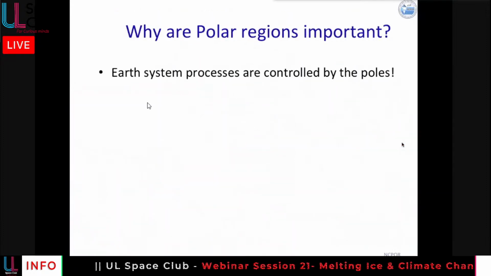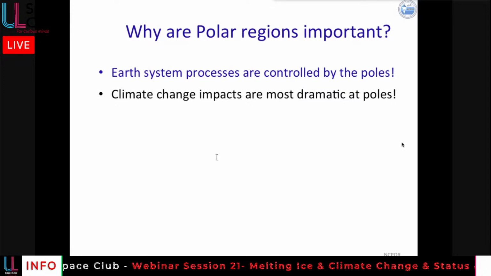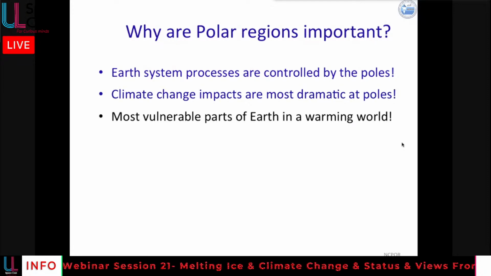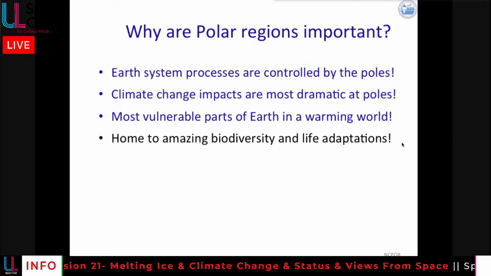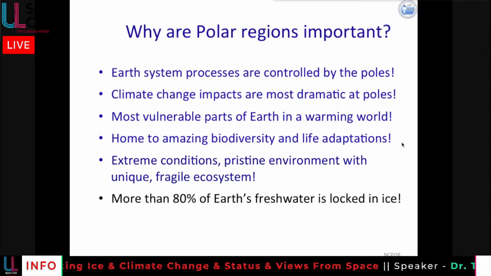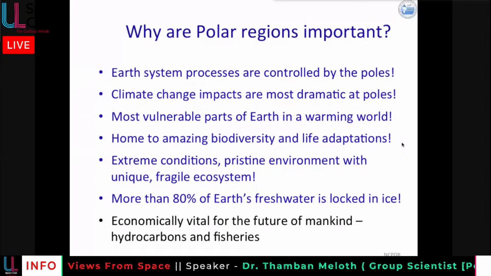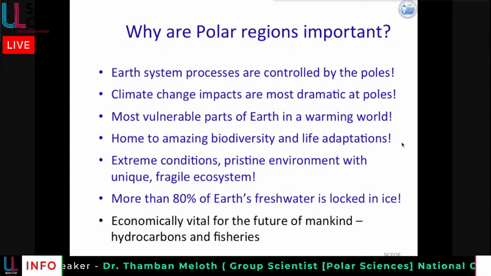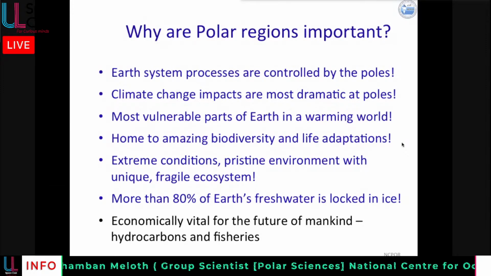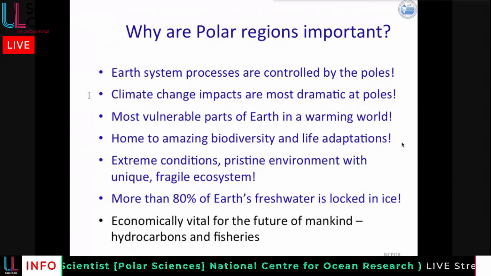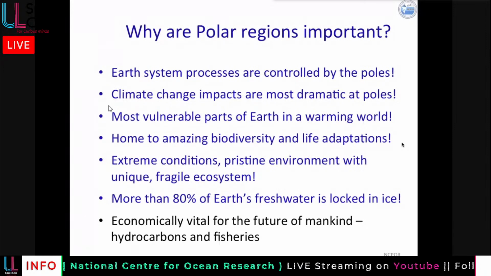Why are the polar regions themselves important? As I already told, they are important in many ways, but I just wanted to put them together in one sheet. Just to say that Earth system processes are controlled by the polar regions. The climate change impacts are most dramatic at the poles, as I told in one of the slides, that it gets warmer and heated up more at the poles. Therefore, they are the most vulnerable parts of the Earth system. And they are also home to amazing biodiversity and life adaptations.